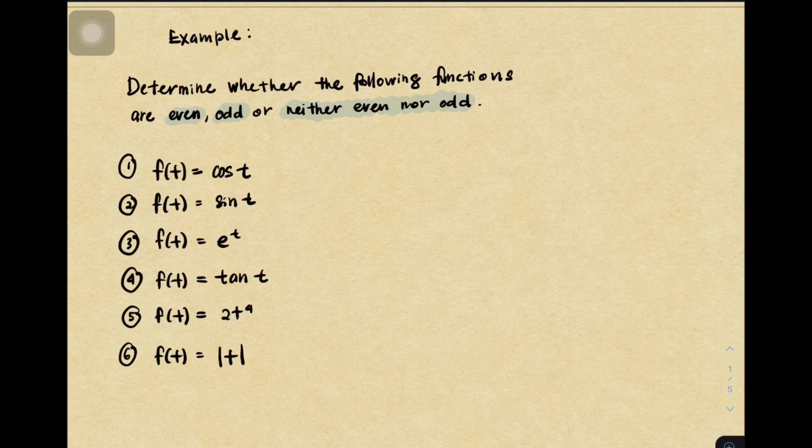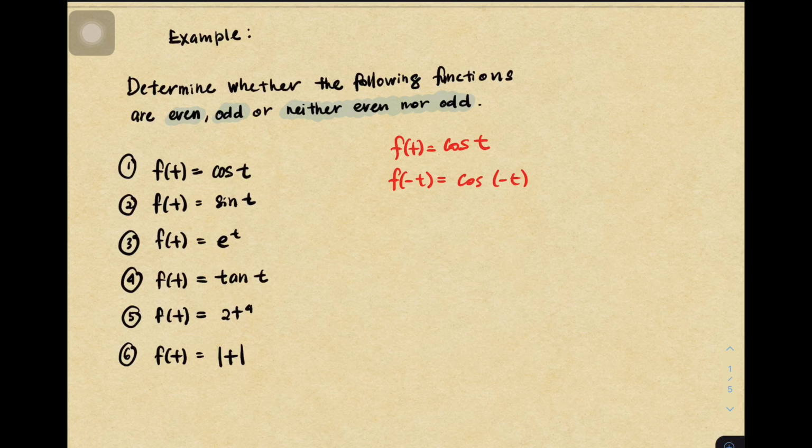Let's say the first one, when we have f(t) equal to cos t. You want to check whether your function is even, odd, or neither. What we need to do is substitute our variable t with negative t. So now you will find f(-t). Let's substitute all t that we have in this function with negative t. What you will have here is cos(-t).